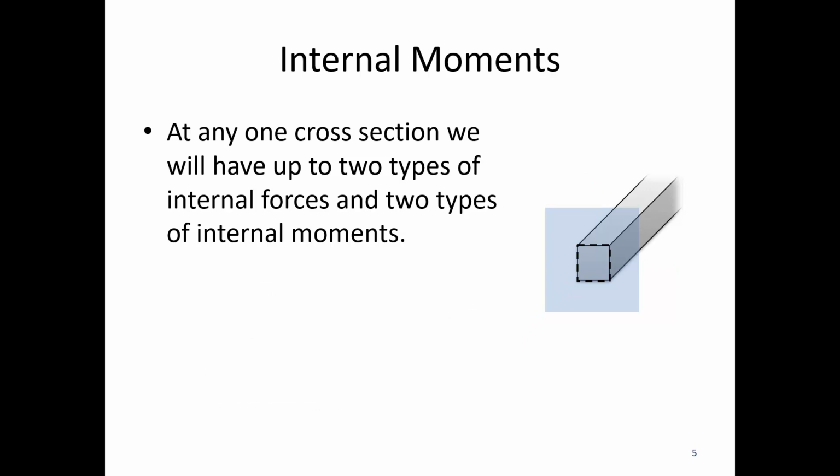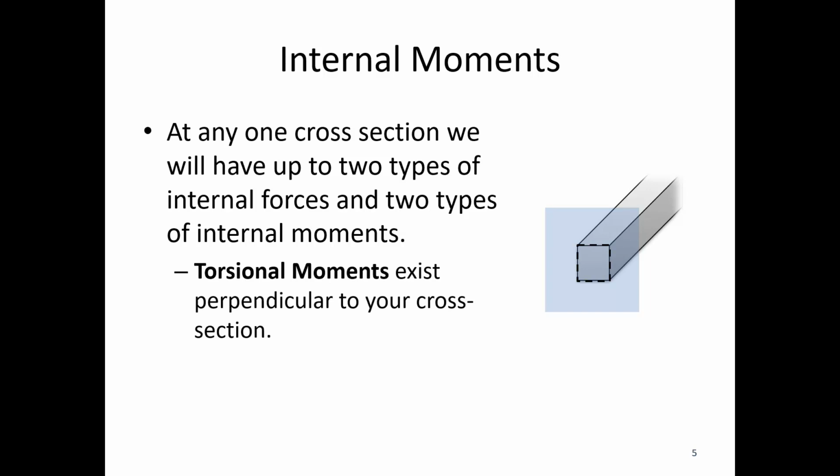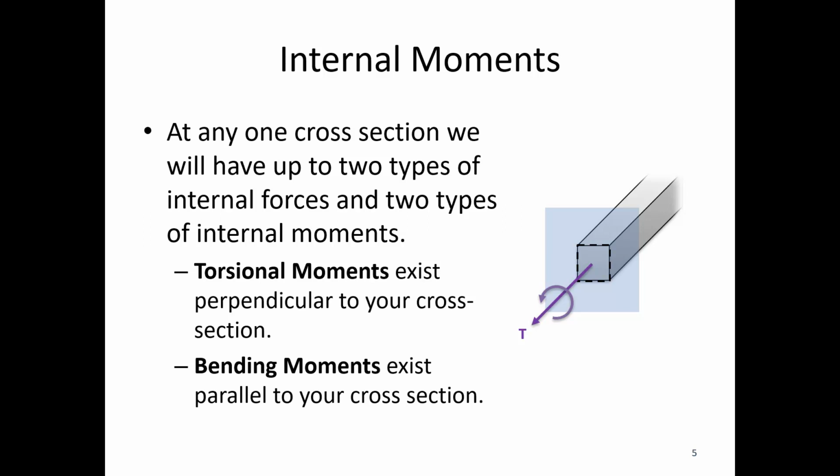Next up, we've got our internal moments. And so we have two types of internal moments within our beam. A torsional moment will exist if we imagine having our moment vector and it's perpendicular, kind of like our normal force was, that moment would tend to twist the beam, and that is going to be a torsional moment within our beam. If we instead have moments that are in the plane of our cross-section, so either going up or to the right in this case, either of those moments would tend to bend the beam rather than twist it. So those are bending moments within our beam.